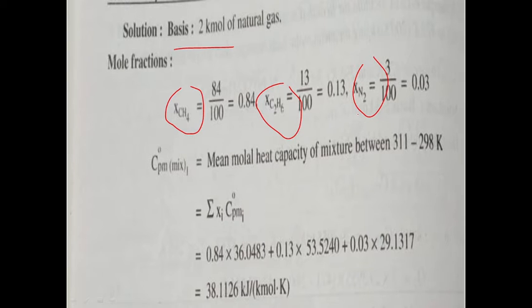Similarly nitrogen, 3 percent is there. 3 percent is directly taken as 3 kilomole. 3 divided by total mole, 100. Finally we get 0.03. Are you clear or not?